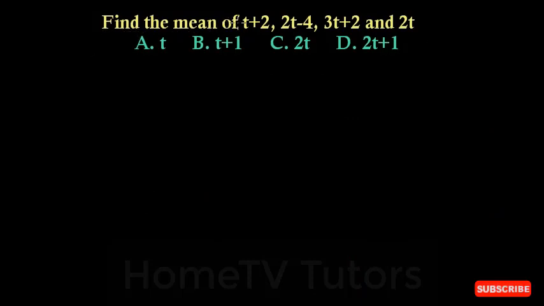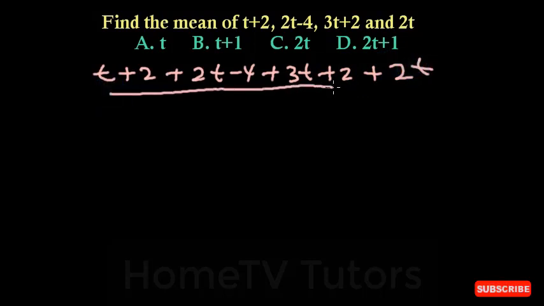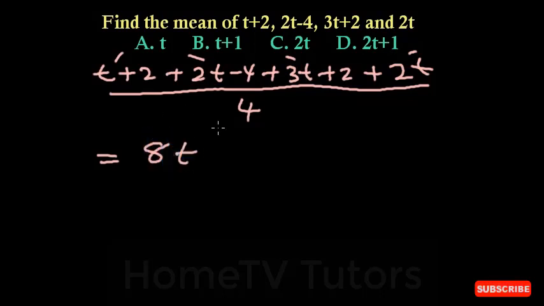Find the mean of this set of values. The mean is adding up the values, that is t plus 2 plus 2t minus 4 plus 3t plus 2 plus 2t, over the number of values, which are 1, 2, 3, 4, divided by 4. t plus 2t gives us 3t, plus another 3t gives 6t. 6t plus 2t gives us 8t.